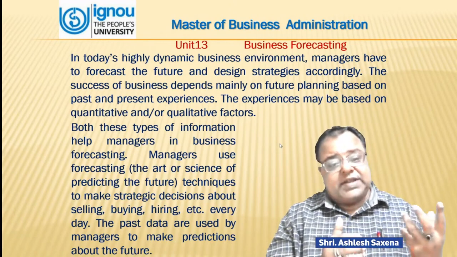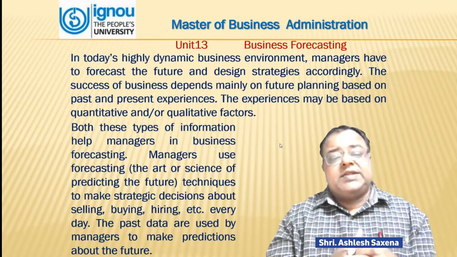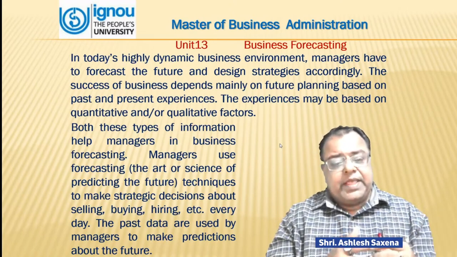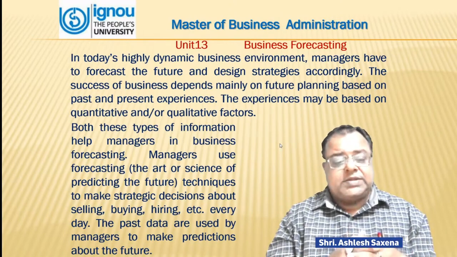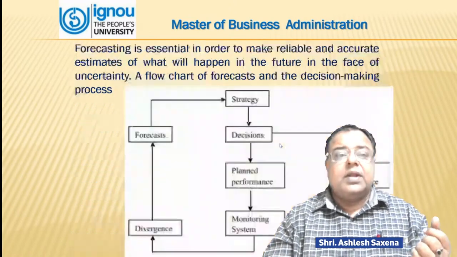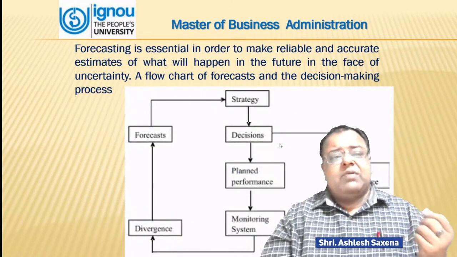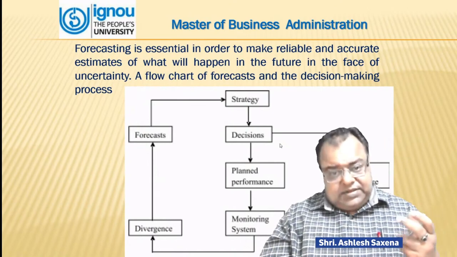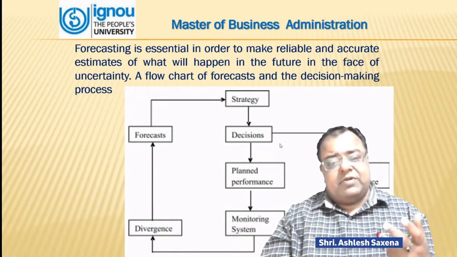Managers use forecasting, the art and science of predicting the future, techniques to take strategic decisions about selling, buying, hiring, etc. every day. The past data are used by managers to make predictions about the future. Forecasting is essential in order to make reliable and accurate estimates of what will happen in future in the face of uncertainty. The flowchart of the forecast and the decision-making processes is like this.